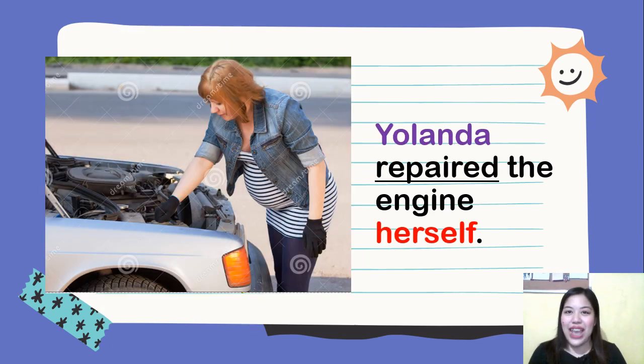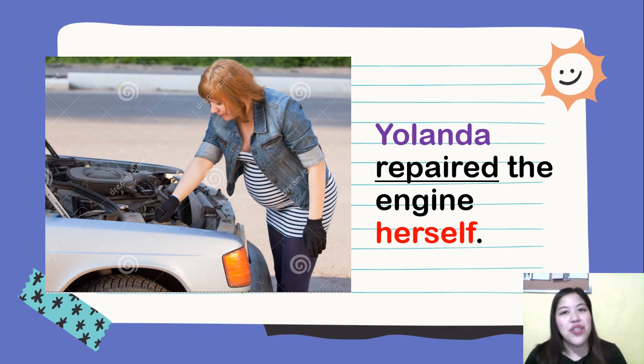Now let's have our third and final example for intensive pronouns. The sentence is, "Yolanda repaired the engine herself." Okay, so you might be asking, Ma'am Linette, you told me earlier that intensive pronouns always occur right after the subject. But I didn't say that happens all the time, right? I also mentioned that intensive pronouns can come after indirect objects as well. So let us tease out the following sentence. What is our subject? If you answered Yolanda, well, you are correct. Our verb is underlined. It's "repaired."